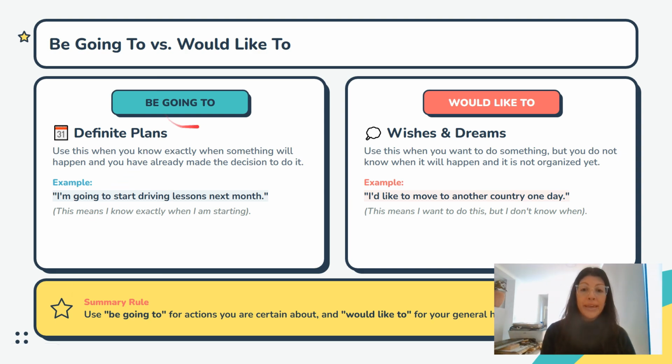Remember, be going to is for definite plans, something we've been thinking about for a long time. And would like to is for wishes or dreams, something we are imagining. So we use be going to for actions you are certain about, and would like to for general hopes for the future.